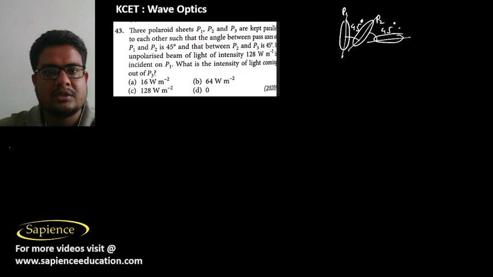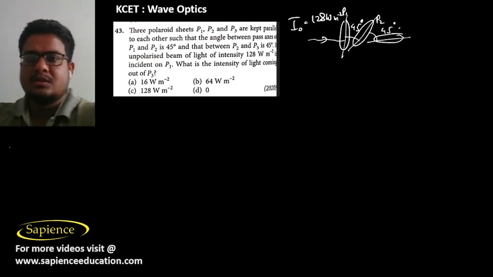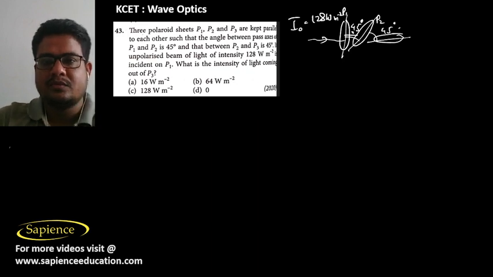If an unpolarized beam of intensity, here the intensity of the unpolarized beam, that is I0, that is 128 watt per meter square, is incident on P1, what is the intensity coming out from P3? So the intensity coming out from P1, that will be equal to I0 by 2. The intensity coming out from P1, that is I1, that is I0 by 2.